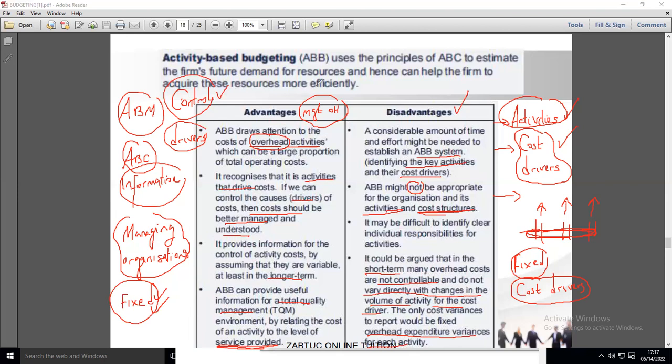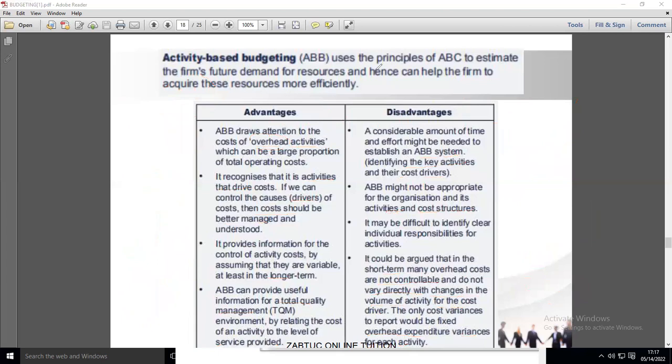And the 2019 question apparently was based on activity-based budgeting. Yeah, that's what it was based on.